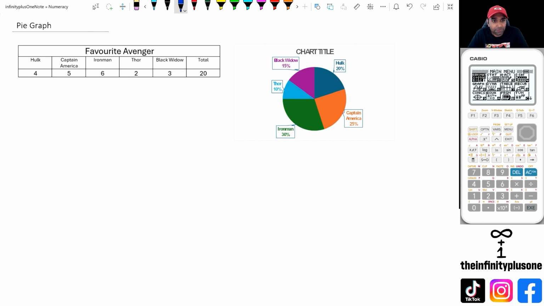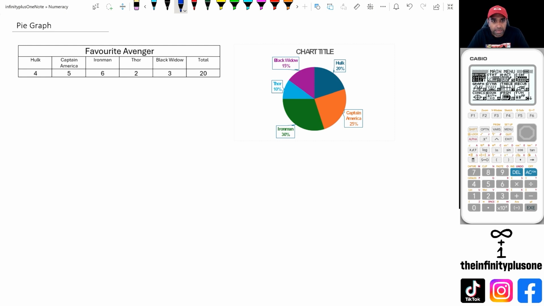But we're going to be looking at favorite Avengers here. And we've got, I think, 20 people that did this little survey. And I've got 4 that chose Hulk, Captain America 5, Iron Man 6, Thor 2, Black Widow 3, and so on. Now, I've already generated the little pie chart right here, pie graph as you might call it.